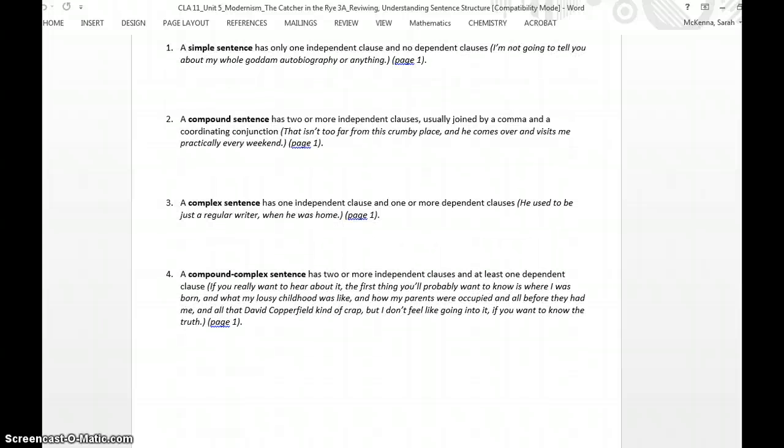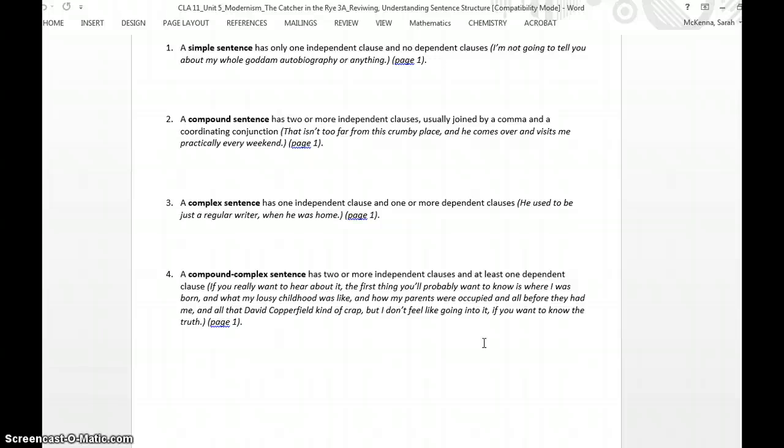And then the fourth one is a compound complex sentence, and you'll notice that this has 2 or more independent clauses and at least one dependent clause. So typically these are relatively lengthy sentences. They don't have to be as lengthy as the example I have shown you here, but you have at least 3 sections to each sentence.